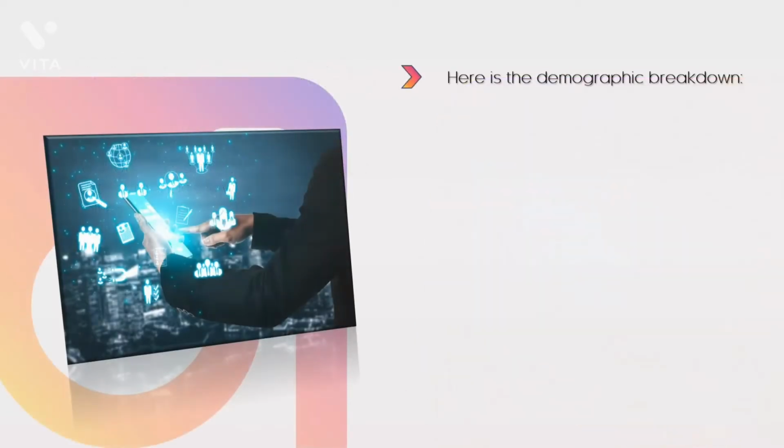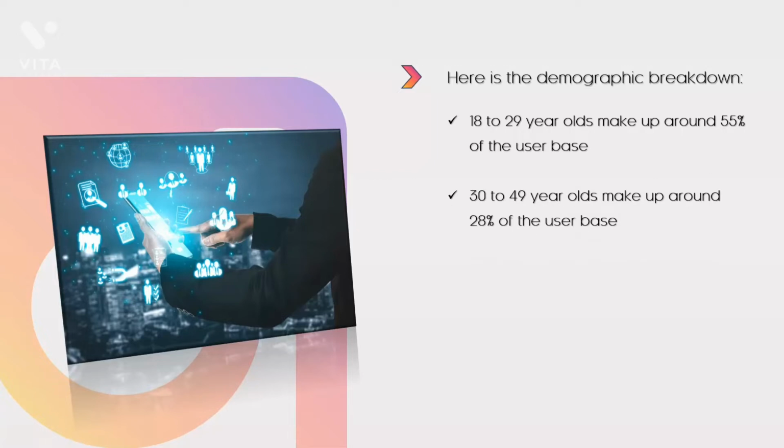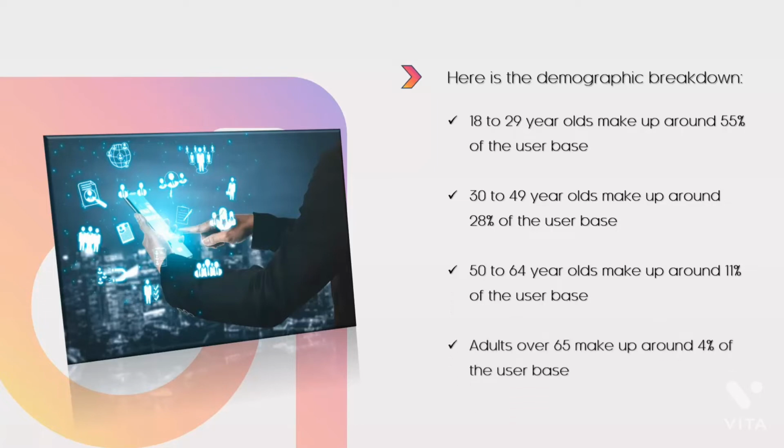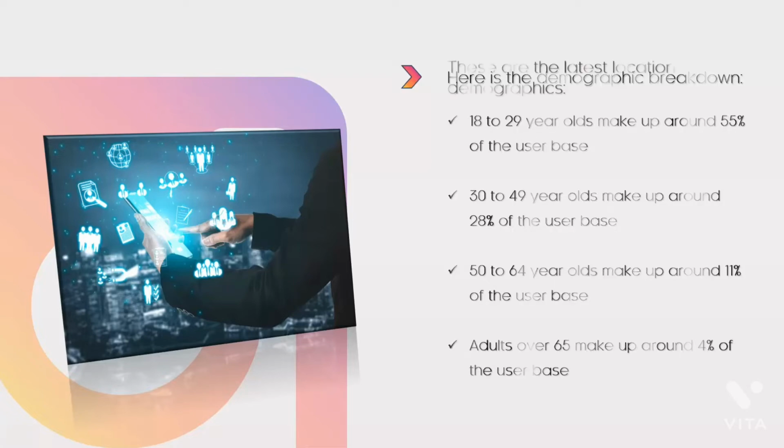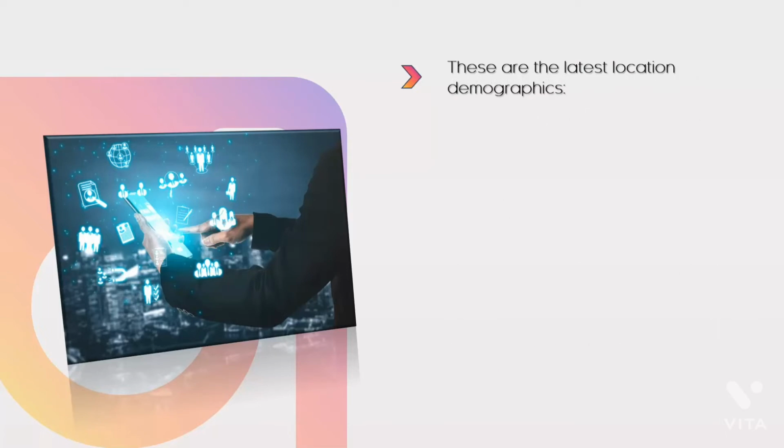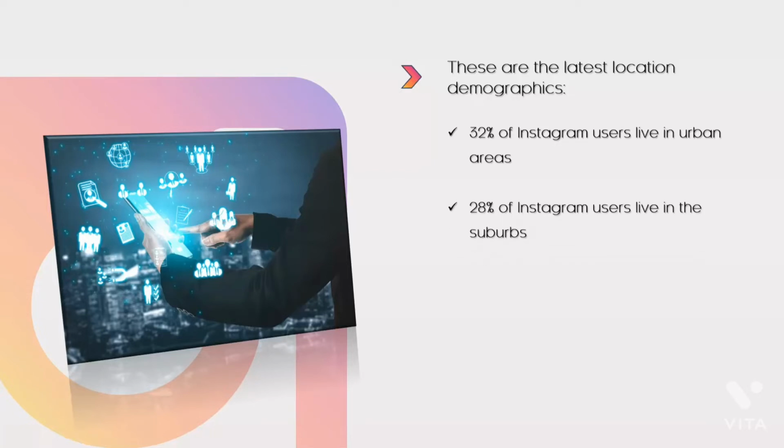Here's the demographic breakdown. 18 to 29-year-olds make up around 55% of the user base. 30 to 49-year-olds make up around 28% of the user base. 50 to 64-year-olds make up around 11% of the user base. And adults over 65 make up around 4% of the user base. Another interesting thing is where Instagram users live. These are the latest location demographics. 32% of Instagram users live in urban areas. 28% of Instagram users live in the suburbs. 18% of Instagram users live in the country.